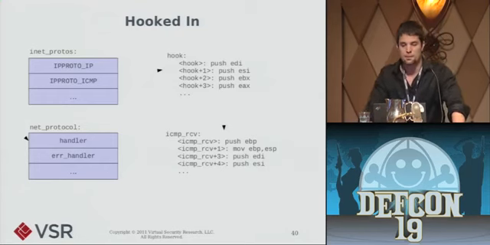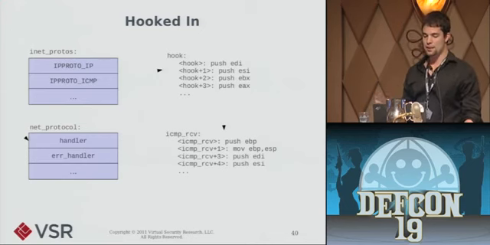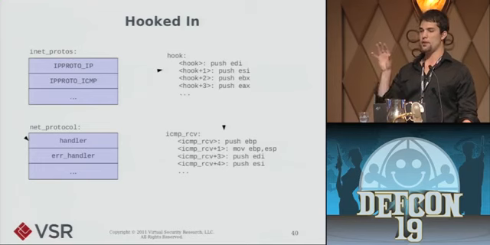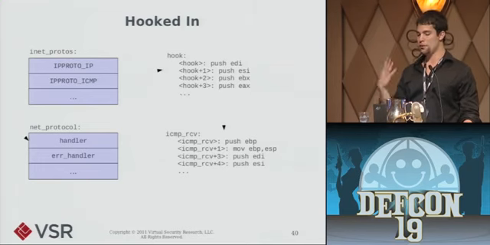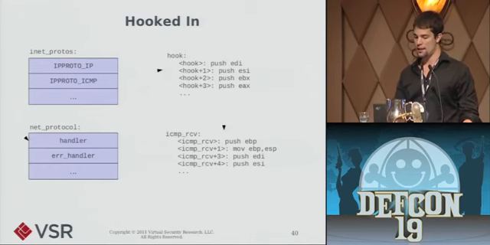So whenever our kernel receives ICMP data, it will call that handler function pointer, and execution will go to this hook that we installed. It'll run whatever code we choose to run there, and then presumably when we're done, we're going to call the original ICMP function so that ping still works and stuff like that.